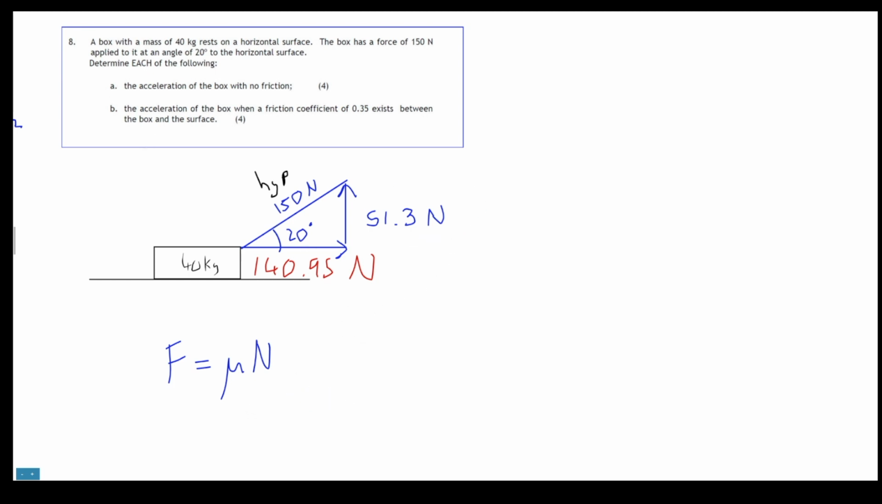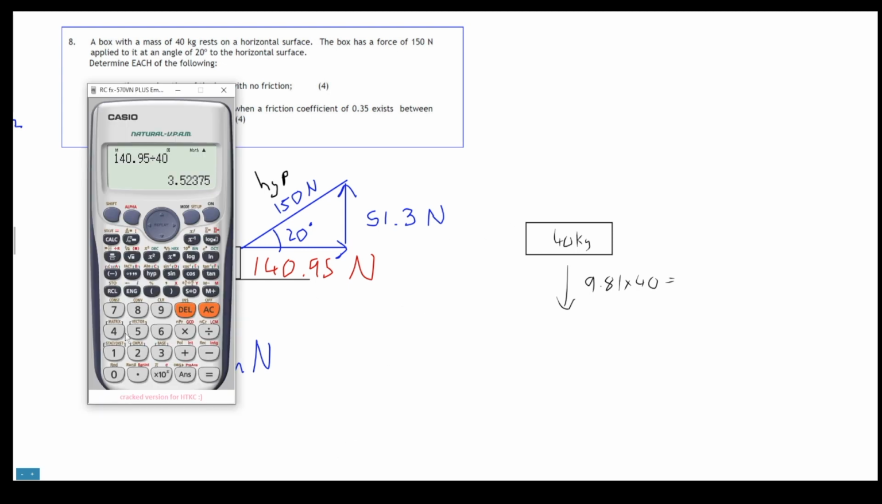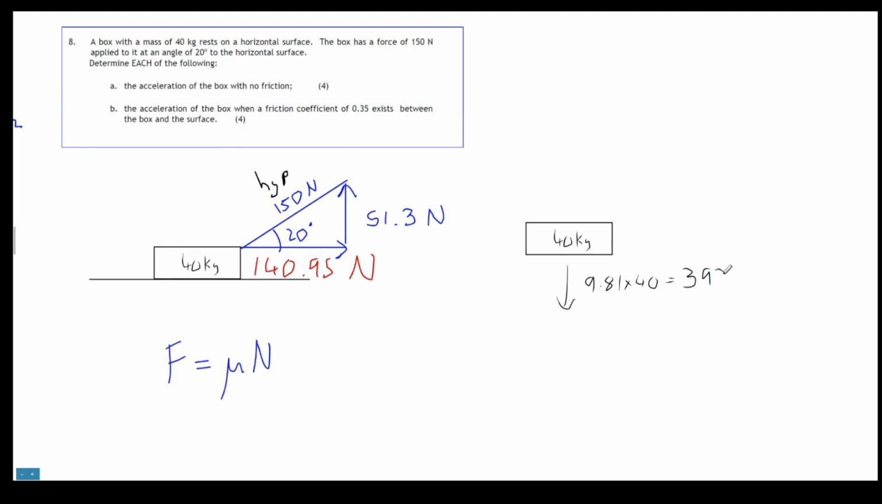Let's have a look at just that box, what's going on with it. The horizontal force we don't care about anymore. All we care about is what's going on with this box vertically. So there's gravity pulling it down, which would be 9.81 times 40. This will create a downwards force, which is going to stick it to the ground. So let's do 40 times 9.81. That gives us 392.4 newtons, pushing it downwards.